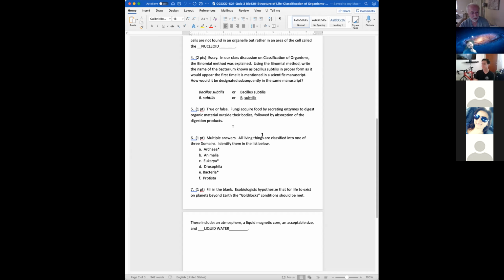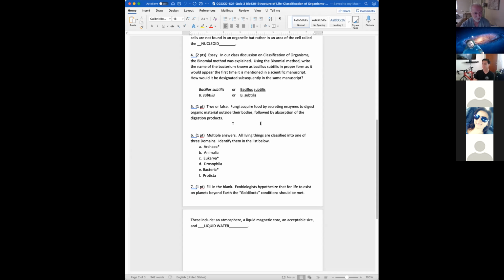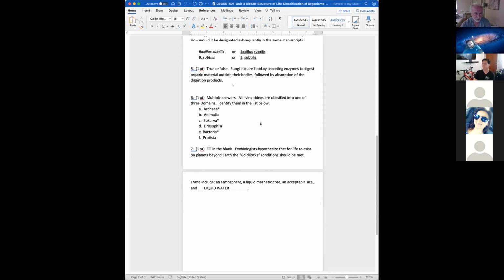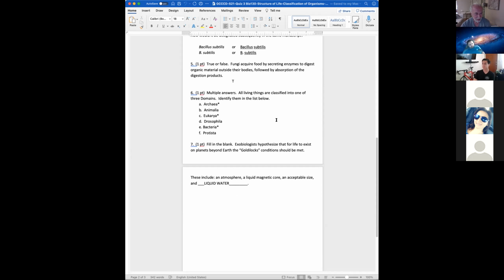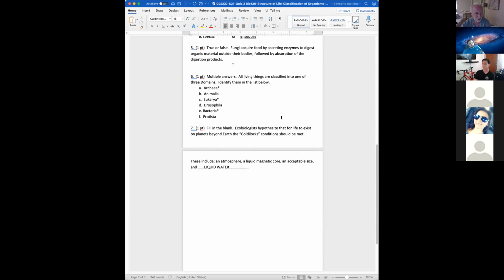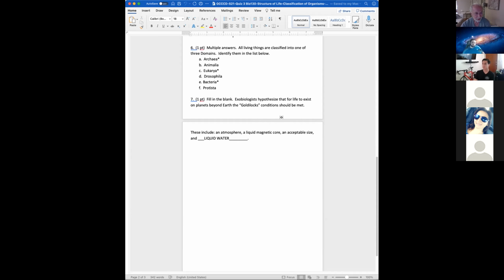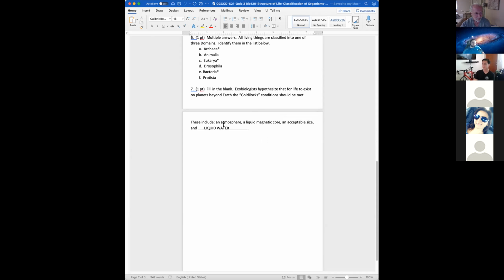True or false, fungi acquire food by secreting enzymes and absorbing the digestion products. That's true. Then how are things classified? Into the domains: archaea, eukarya, and bacteria. I think almost everybody got that right. And then about Goldilocks, the things included are an atmosphere, liquid metal core, acceptable size, and liquid water.